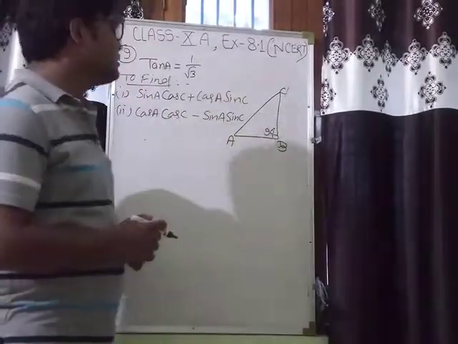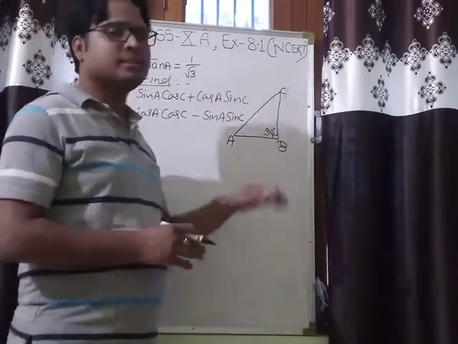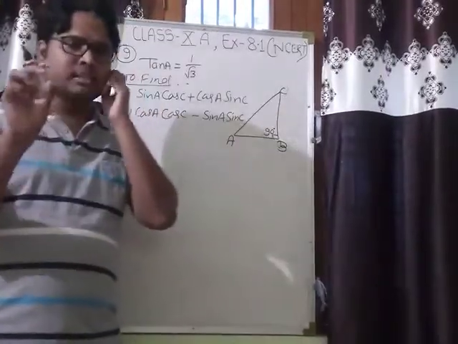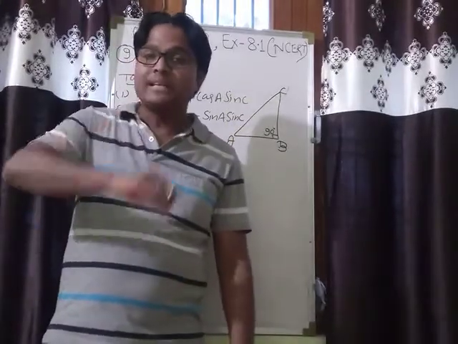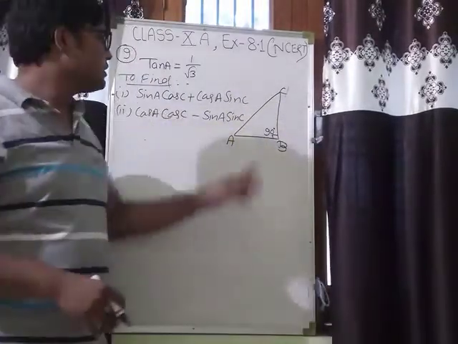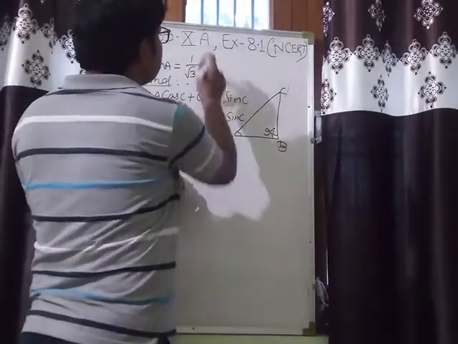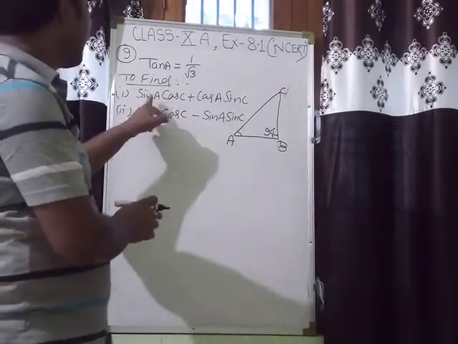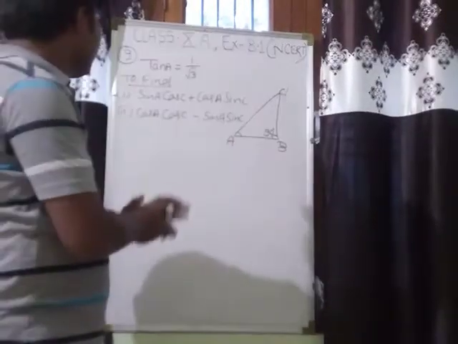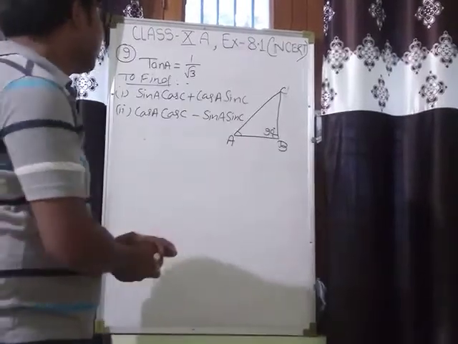It is given that in a triangle ABC, angle B is 90 degrees. The statement is: in triangle ABC, right angled at B, which means angle B is 90 degrees. Tan A is given as 1 by root 3. Then we have to find the value of sin A cos C plus cos A sin C, and cos A sin C minus sin A sin C.